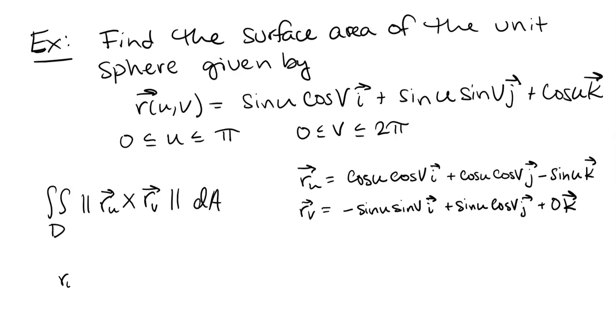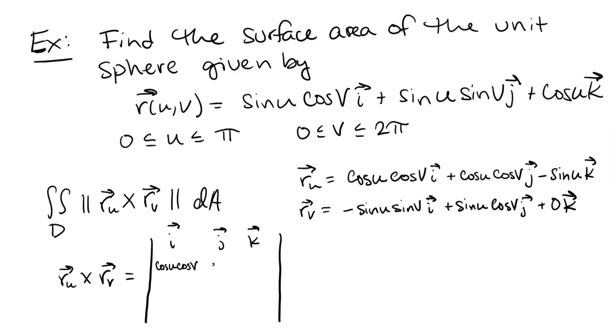We're going to take the cross product of these two things, r sub u crossed with r sub v. So we'll set up that determinant form. We've got i, j, and k across the top, and then we'll put r sub u first. So we're going to have cosine u cosine v.